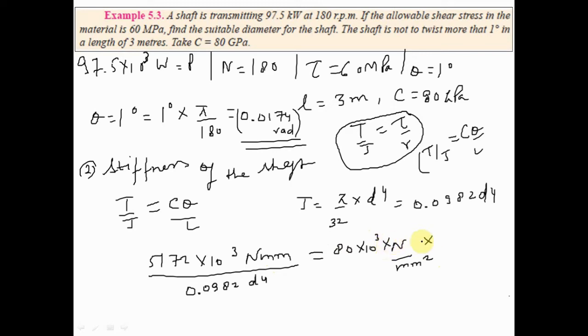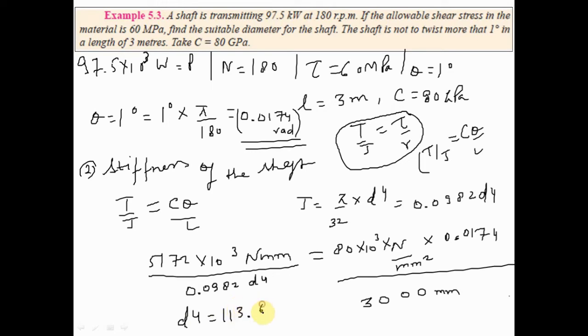So 80 times 10 to the power 3 Newton per millimeter square times theta, that is in radians you already found, 0.0174, whole upon L. L is length. Length is 3 meters, that is in millimeters 3000 millimeters. Okay, so from this equation you have to do cross multiplication. You will get d to the power 4 value as 113.6 times 10 to the power 6, and correspondingly d value you will be getting 103 mm.